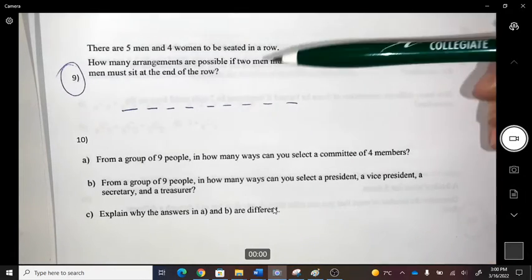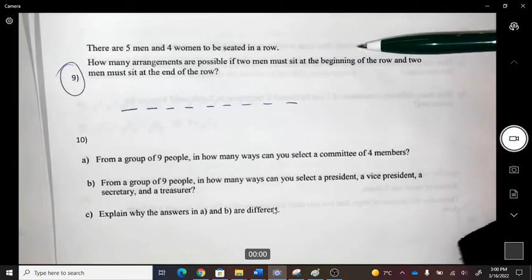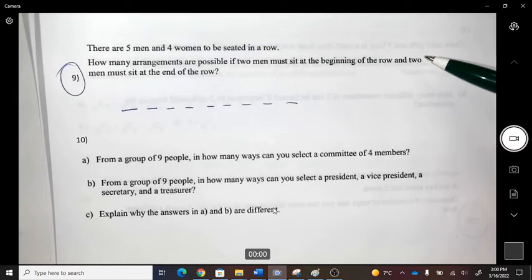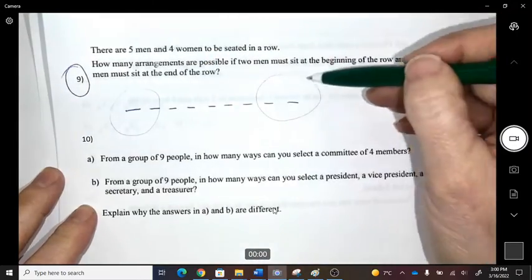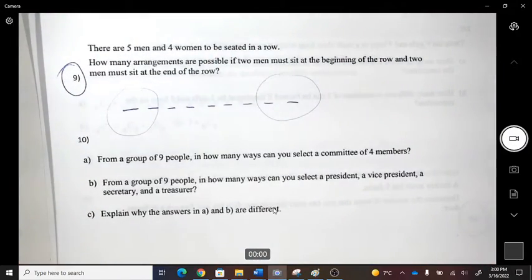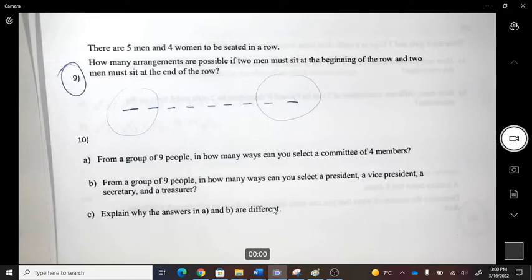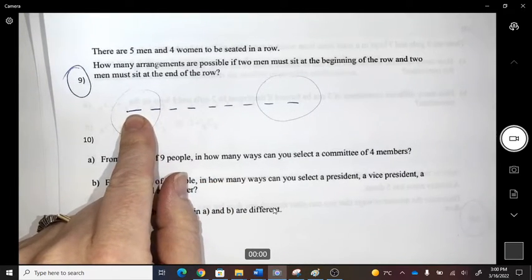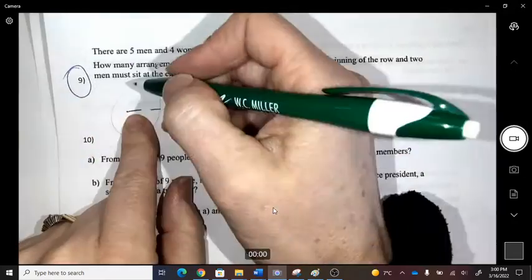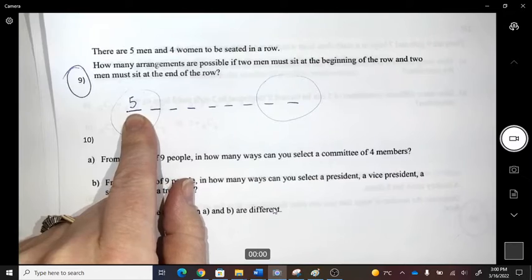Okay, you need to put 2 men at the beginning of the row and 2 men at the end of the row. Okay, so I have to have men here. Ready? Where my finger is, how many choices do I have? 5. I have to put a man. I got 5 men to put.